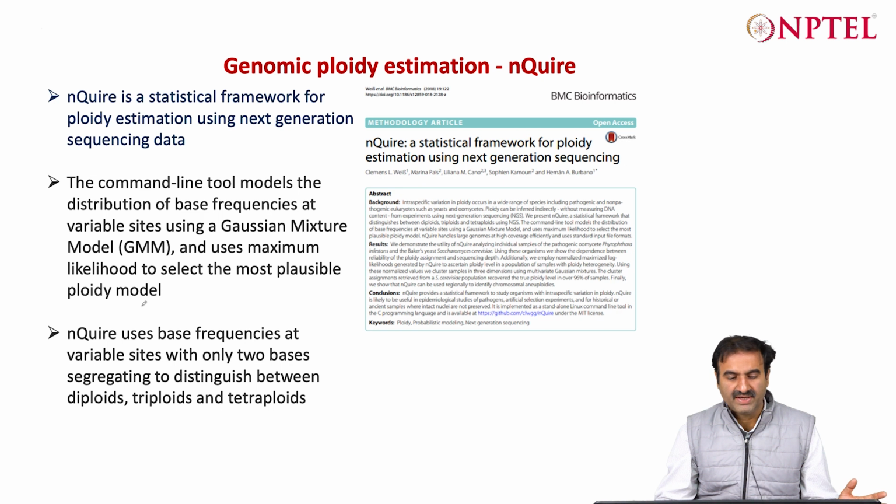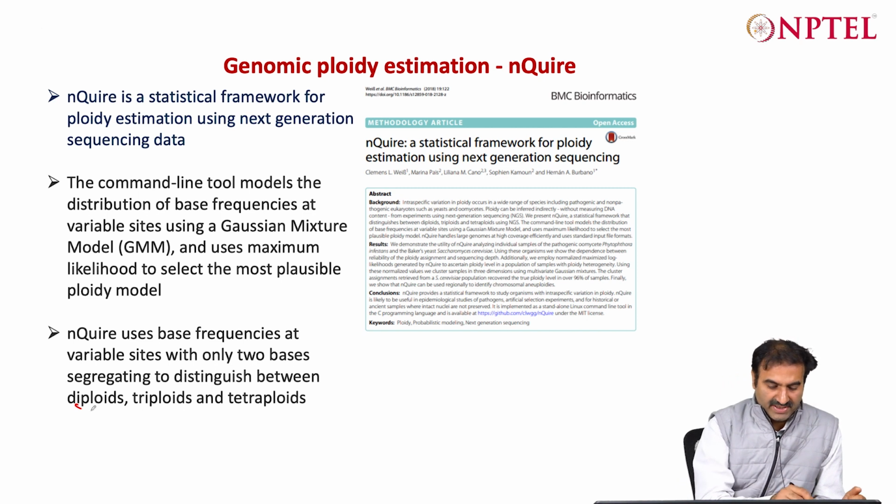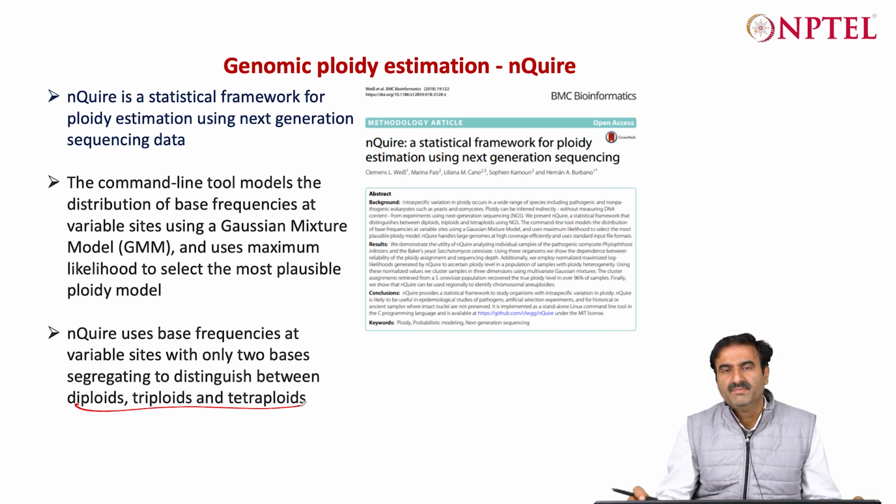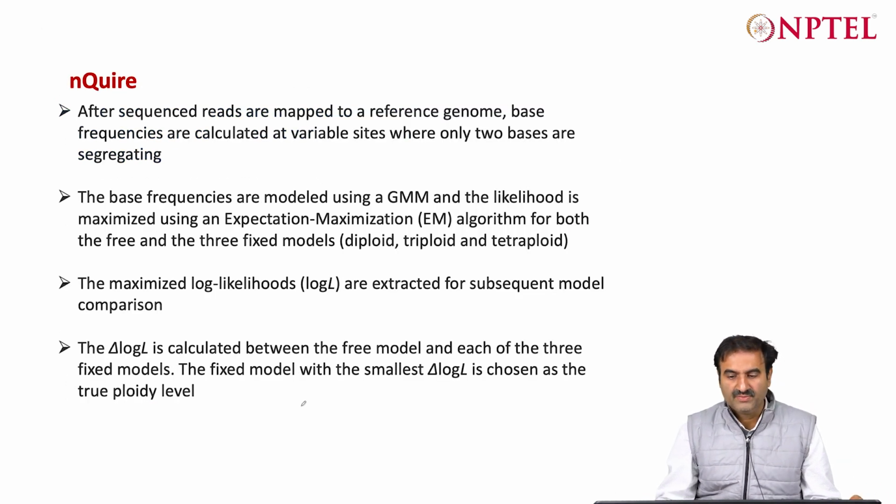Okay, and it uses a Gaussian mixture model, GMM, and calculates the maximum likelihood for the ploidy. Basically it uses three different models, diploid, triploid and tetraploid, and compares against all three, and then based on the lowest log likelihood, it selects that as the ploidy level. Once you have the cleaned, trimmed raw sequence file, it will do the calculation using the GMM model and calculate the likelihood.